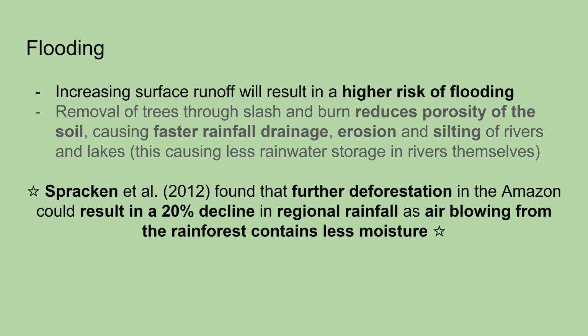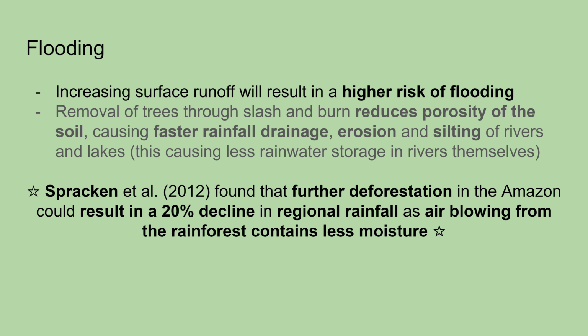So a very good thing you can put into your exams, if you remember it, is the paper written by Spracken et al. in 2012. They found that further deforestation in the Amazon can result in a 20% decline in regional rainfall as air blowing from the rainforest contains less moisture.